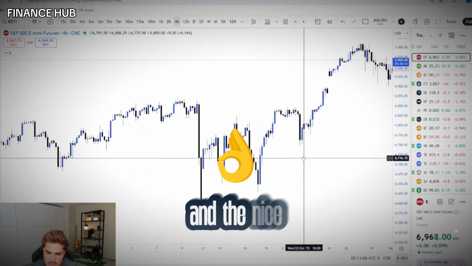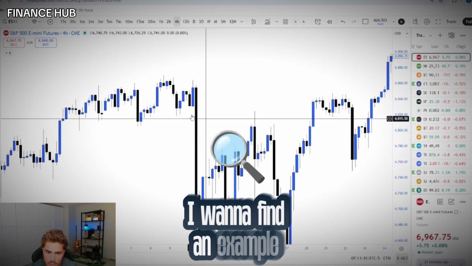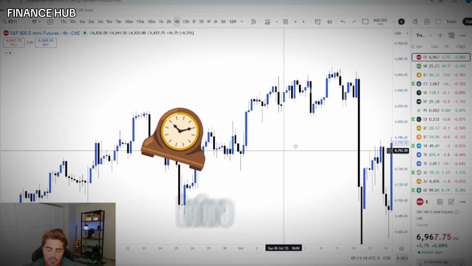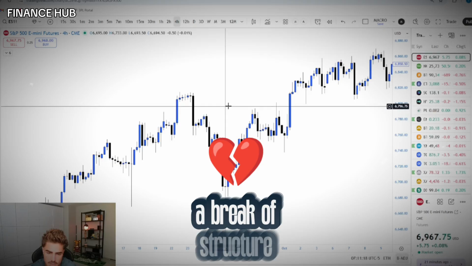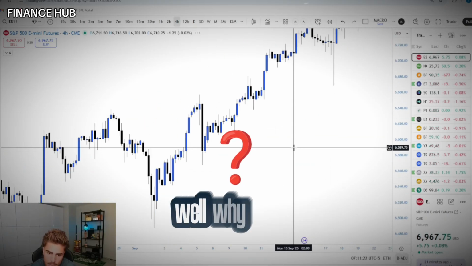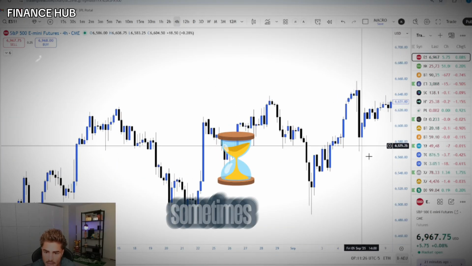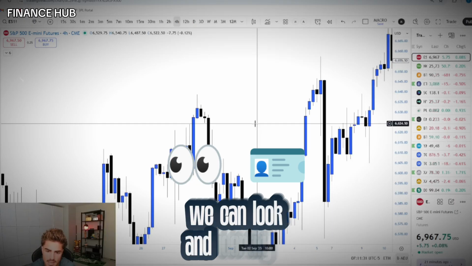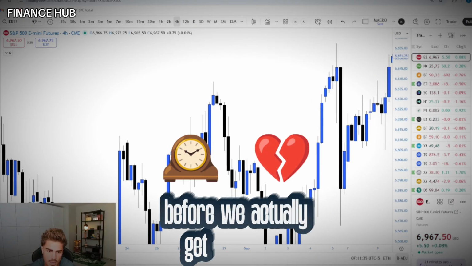And the nice thing about inverse fair value gaps is I want to find an example where we are able to use this to our advantage before we are able to find a break of structure. Now, that's why this is very useful. And you're probably saying, well, why would we want to use this when we could just use break of structure? Well, that's the thing. Sometimes, like in this case, we can identify a change in order flow before we actually get the break of structure.